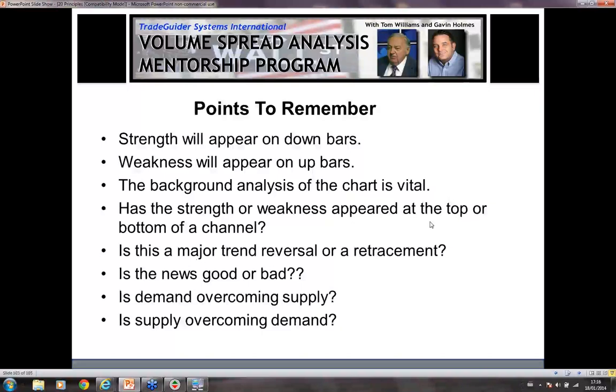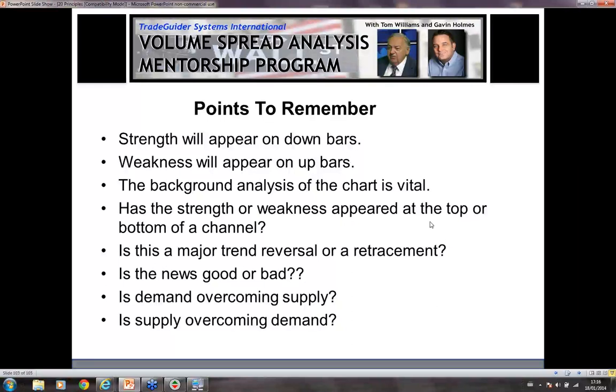Some things to keep in mind. Strength will appear on down bars, which I've shown you. Weakness will appear on up bars. The background of the chart and knowing whether you've got strength or weakness in the background is vital. Has the strength or weakness appeared at the top or bottom of the channel, if you're using a trend channel? Is this a major trend reversal or a retracement? Is the news particularly good at the time you see these things, or bad?